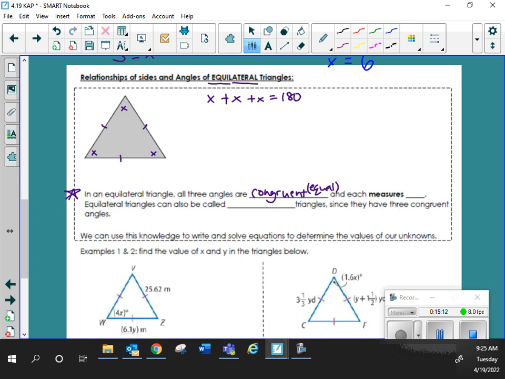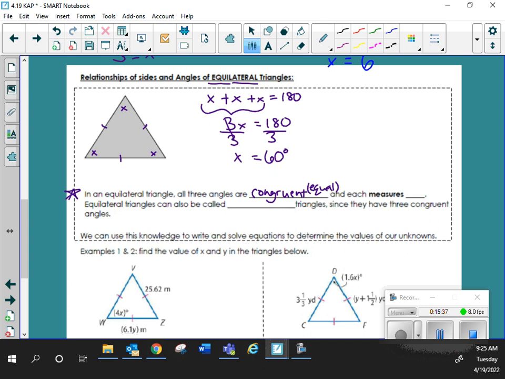Copy this down. Okay, maybe you forgot it from last week, so we're refreshing. What's another way of writing x plus x plus x? 3x is equal to 180. To solve for x, we divide both sides by 3. X is equal to 60.